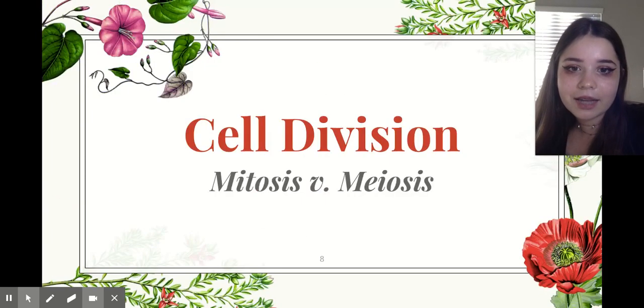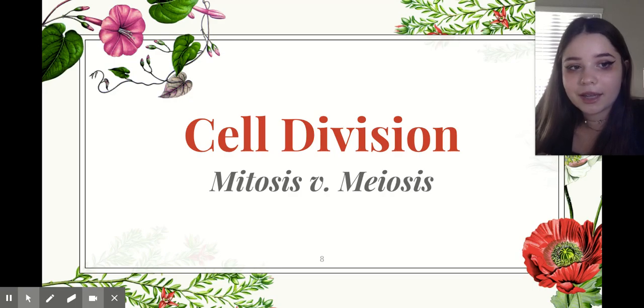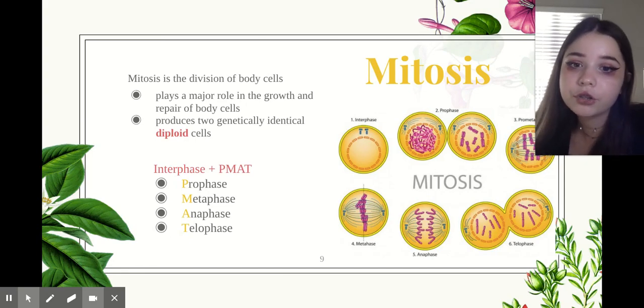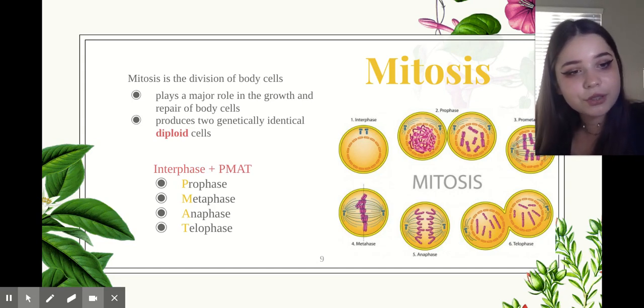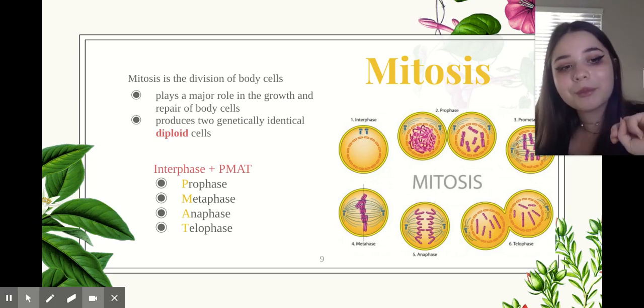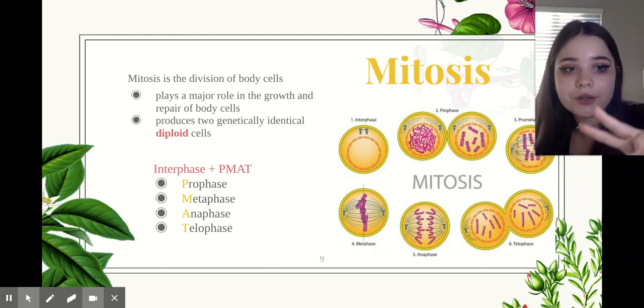Okay, and now that we know somatic and sex cells, we can talk about cell division. So, briefly, mitosis is just a division of our body cells. It plays a major role in the growth and repair of cells. If it weren't for mitosis, we wouldn't be able to grow and our cells would not be able to replace. During mitosis, it produces two genetically identical diploid cells. So, these cells are pretty much clones of each other, right?